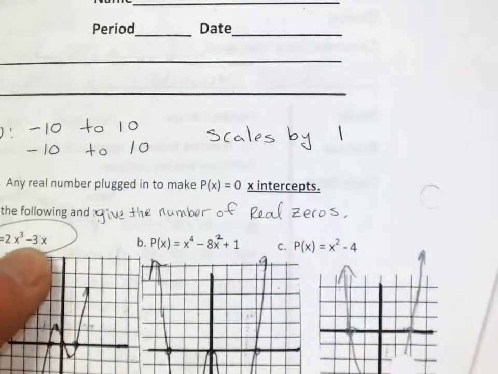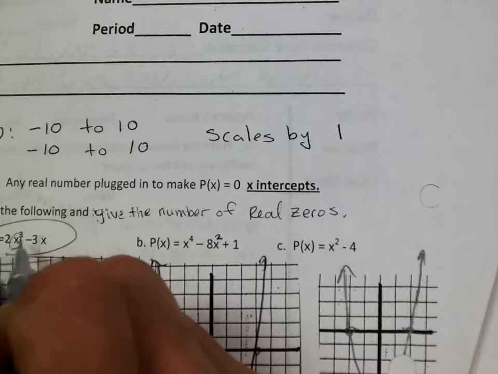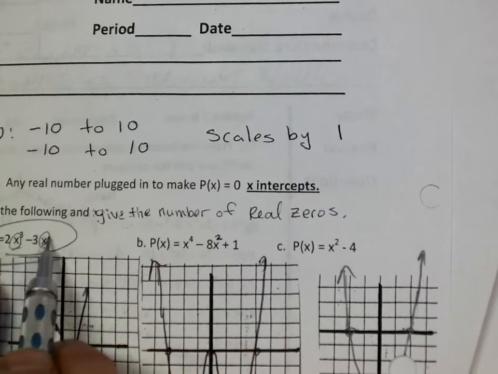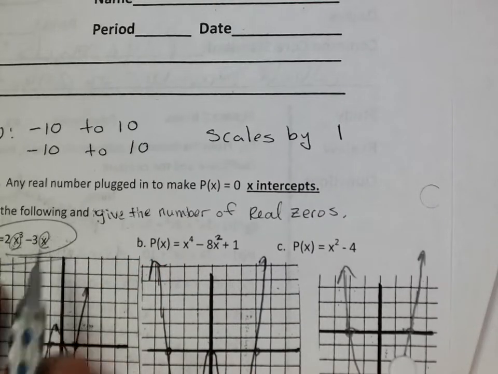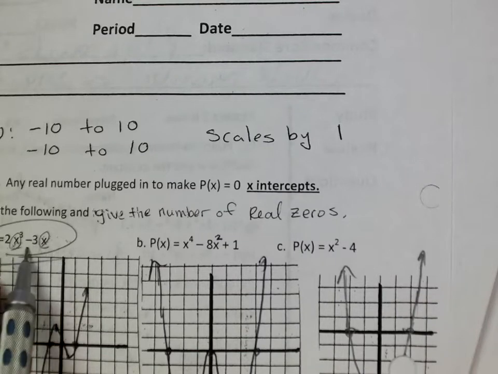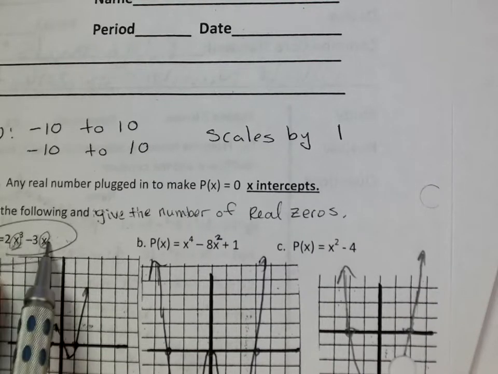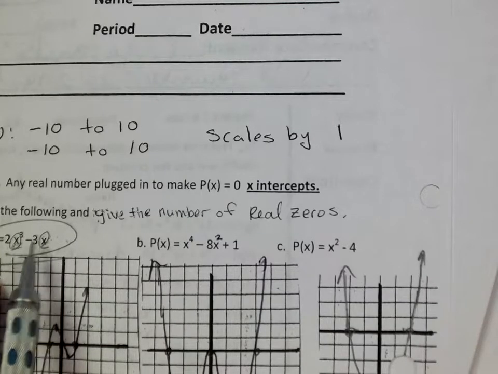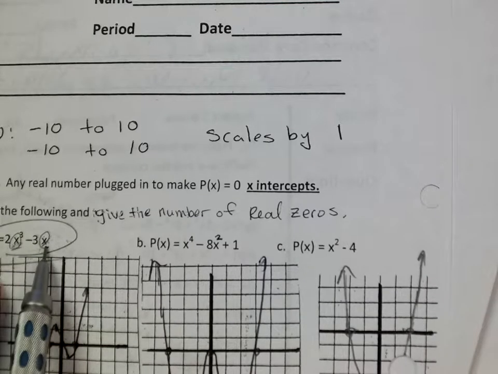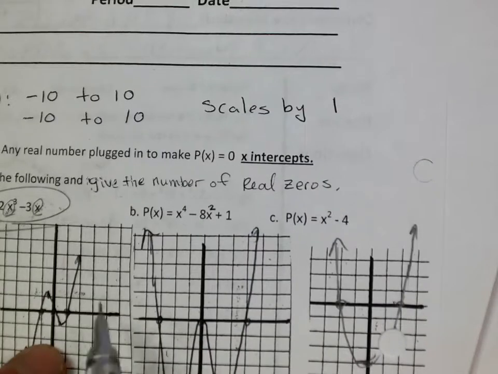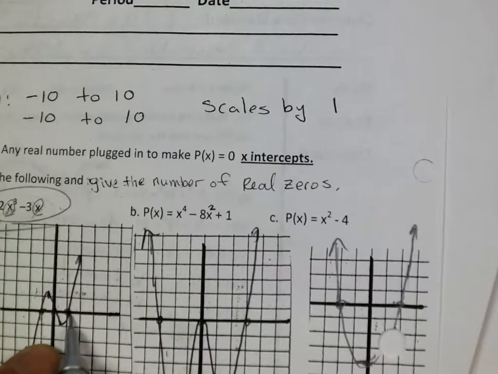If I let x equal negative 1, would that make this be 0? How about if x were 1? If x were 1, would the whole thing be 0? No. So my zero here is close, but not exact.